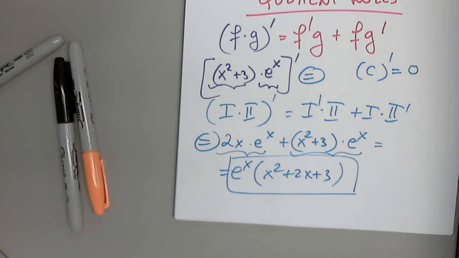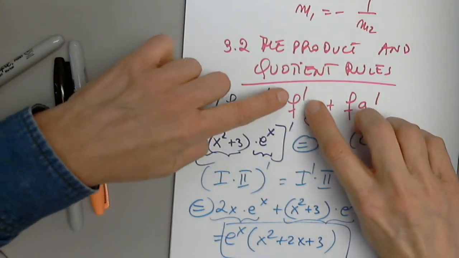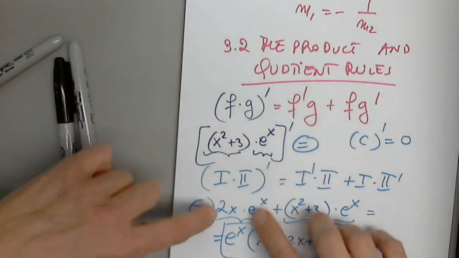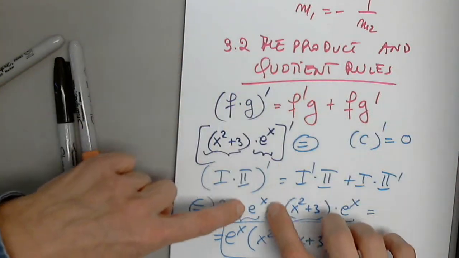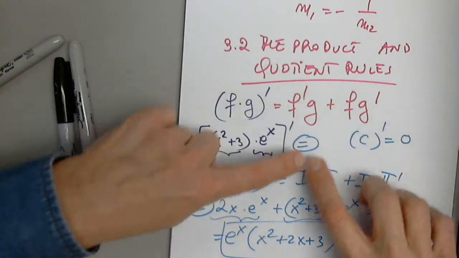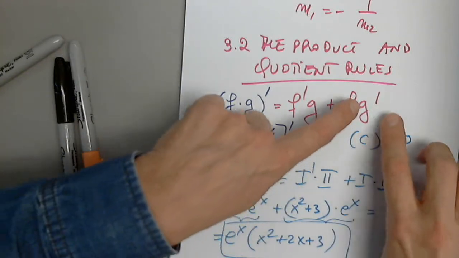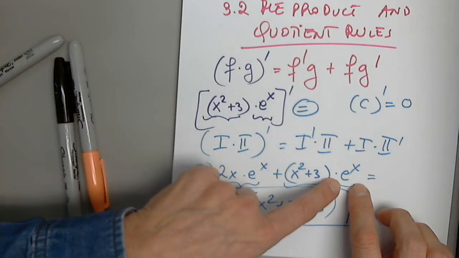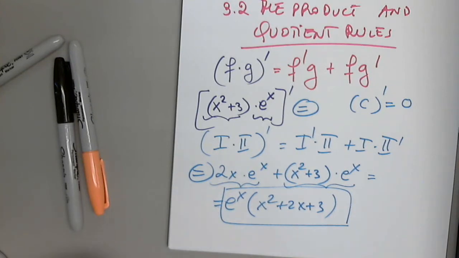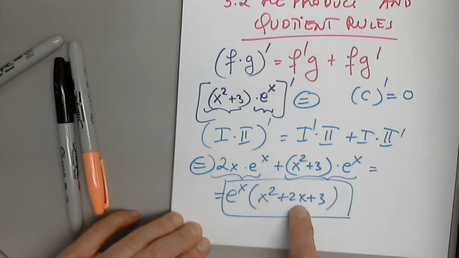Yes, please. Sure. So this is the first function. This is the second function. I differentiate the first function, and I get 2x, times the second function, so I copy. And then plus, I copy the first function, and I differentiate the second one. When I differentiate the second one, I get e to the x. And then I factor out e to the x, and I put these three terms in order: x squared plus 2x plus 3.